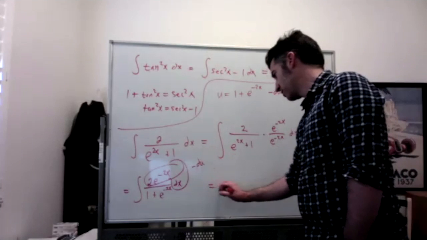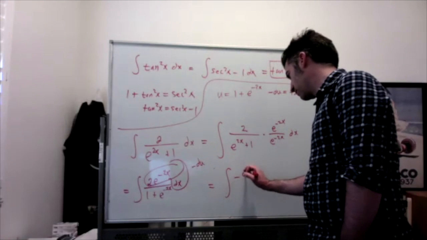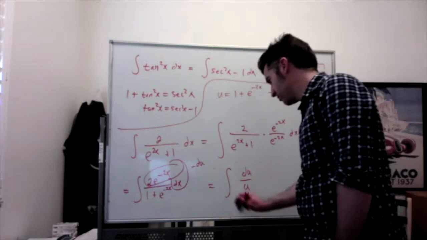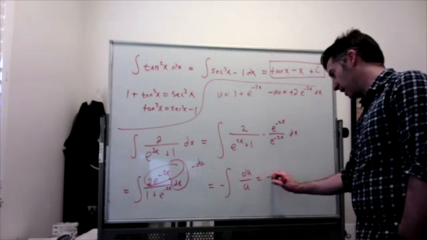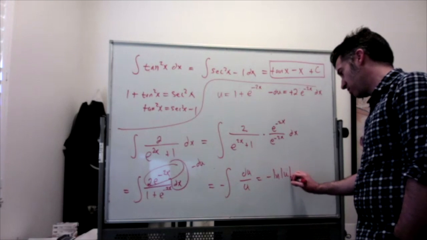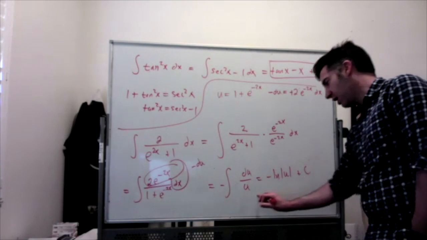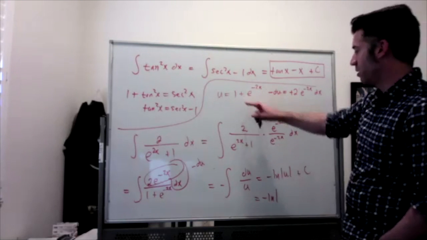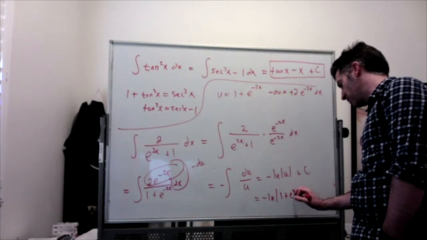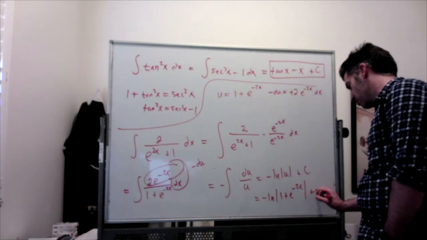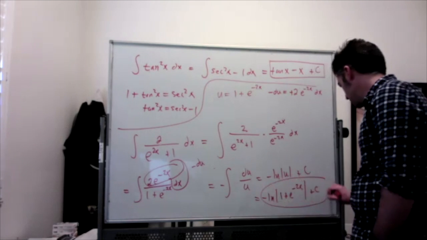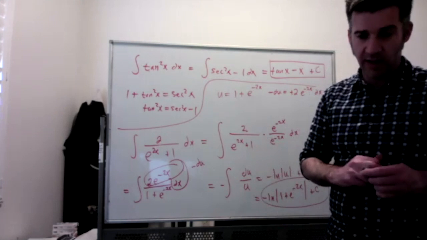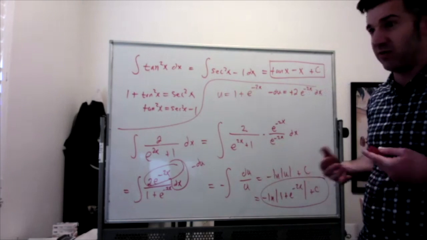So I've got the integral of negative du over u. Put the negative on the outside. That's going to be negative natural log of the absolute value of u, plus c. And then plugging back in u, it's the negative natural log of the absolute value of 1 plus e to the negative 2x, plus c. So again, this is an example of a tricky integral that comes up somewhat often that's not too terrible to deal with if you know how to deal with it.